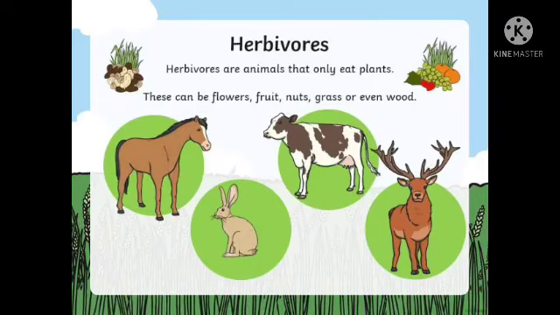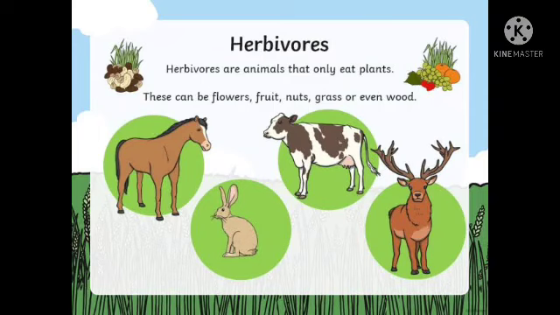Let's discuss herbivores. We know very well animals that eat plants and leaves are called herbivores. According to their eating habits, animals that take only plants and leaves are called herbivores. For example, cow, goat, horse, elephant, etc. These we call herbivores.